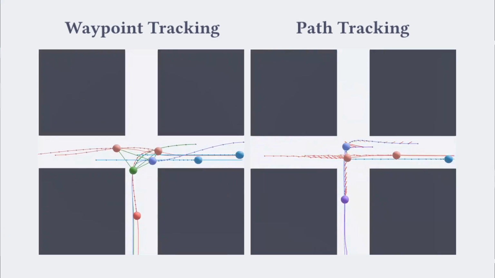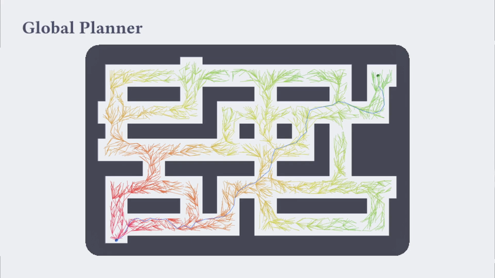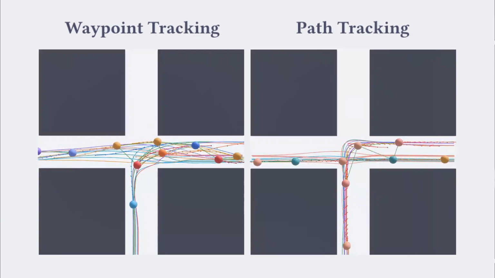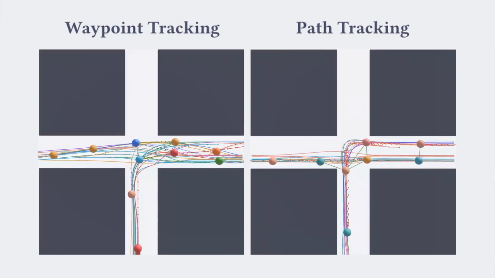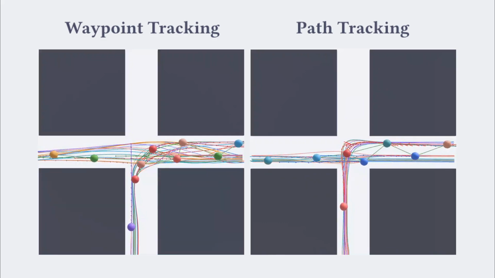The first approach is called waypoint tracking. This is where a global planner computes the path from A to B, accounting for the static environmental obstacles. The waypoints found by the global planner are simply used by the local planner, which is the factor graph and Gaussian belief propagation step, to follow. Now, the other approach is the path tracking approach.